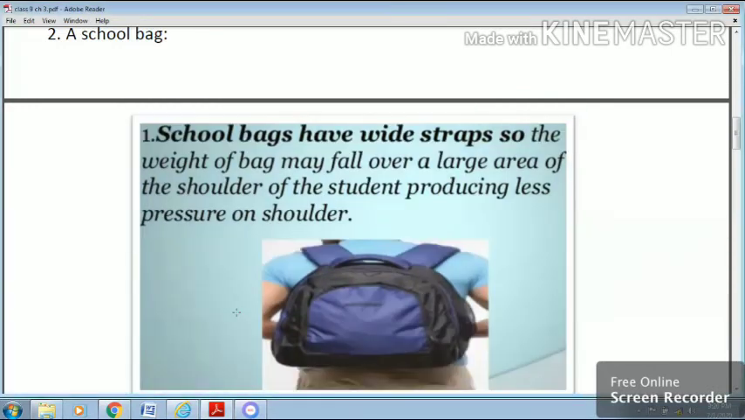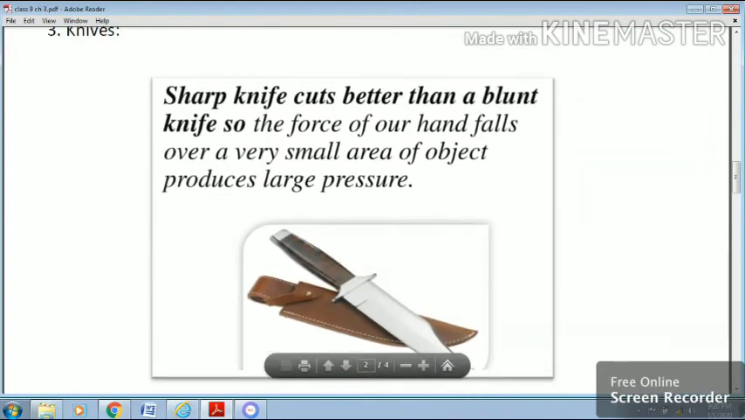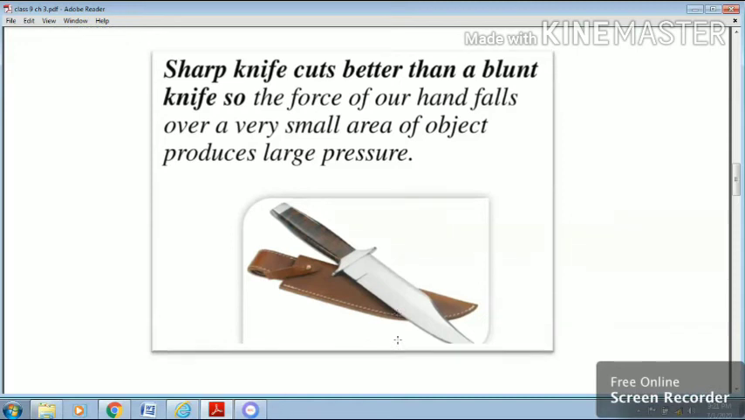Moving on to the next example, that is the knives. A sharp knife can cut better than a blunt knife. Why? Because in a sharp knife the area of contact is very less in comparison to a blunt knife, and hence when the area of contact is less, the pressure increases. Here we want more pressure to cut the fruits and the vegetables, so in this condition we are decreasing the area of contact of the body. So according to our need, we increase or decrease the area of contact of our body to change the pressure.